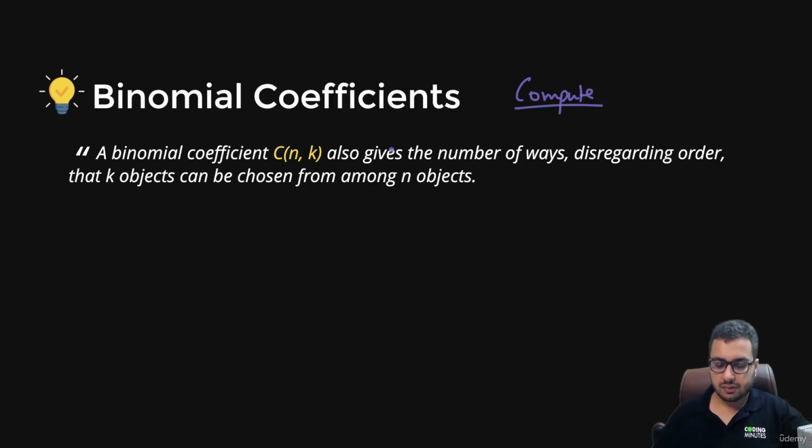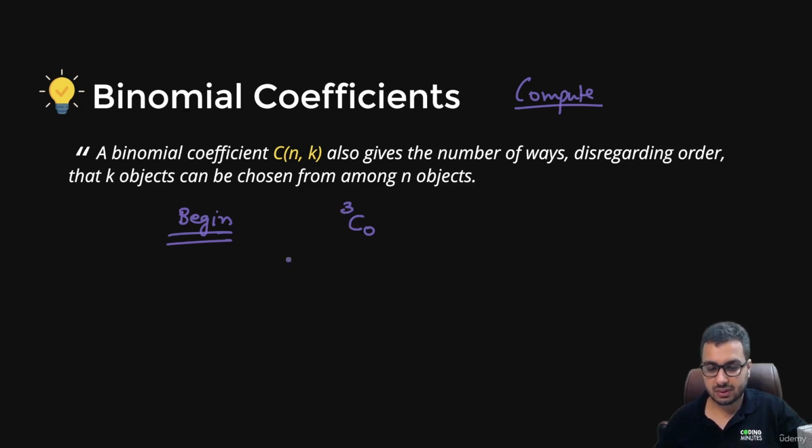One property of binomial coefficients before we begin is that they are symmetric. For example, let's compute binomial coefficients for n equal to 3. The value of r is going to vary from 0 to 3, so r is 0, 1, 2 and 3. We have 3C0, 3C1, 3C2, 3C3. 3C0 is going to be 1, 3C1 is going to be 3, 3C2 is going to be 3, and 3C3 is going to be 1.